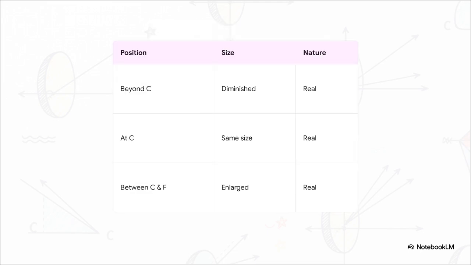So this whole process actually builds into a highly predictable pattern. Depending on exactly where you place that original object, the resulting image changes in a totally mathematical way. Like if you slide the object exactly onto C, the image forms exactly at C as well. But it's the exact same size and totally upside down. If you move the object closer, the image moves further away and gets bigger. It really is a perfect geometric dance.